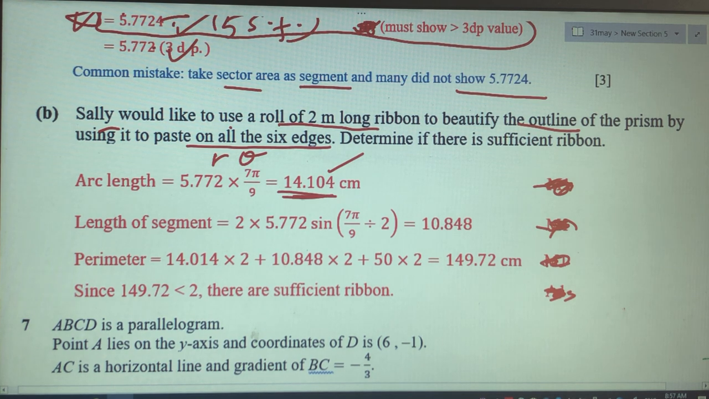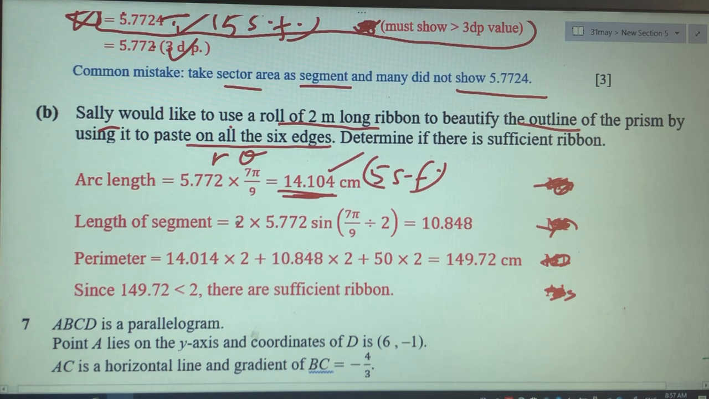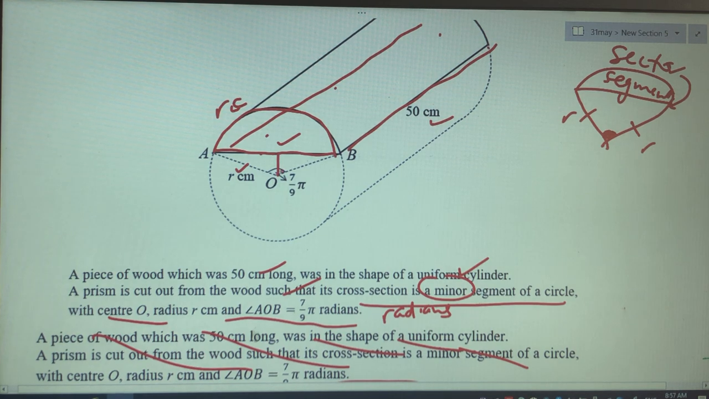And remember, always not 3SF, but 5SF. You don't need to write 5SF, as long as you show the 5SF value, you're fine. Okay, then the length of the segment, right? What are they talking about, the length of the segment? They are using the Pythagoras theorem. I show you, they are saying, half of this, half of this, then I already know this radius, so it's opposite. Oh, sorry, it's adjacent over hypotenuse, correct? Then you can find the answer already.